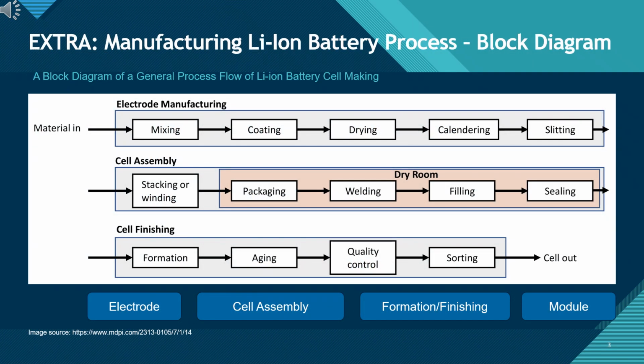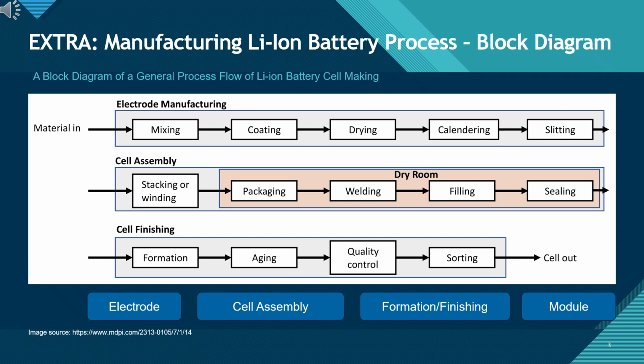This block diagram provides a simplified overview of the lithium-ion battery cell manufacturing process, extracted from an MDPI study on benchmarking energy usage. As we can see, the process is divided into three major stages. First, electrode manufacturing, which includes mixing, coating, drying, calendaring, and slitting. Next, cell assembly, where stacking or winding is followed by packaging, welding, electrolyte filling, and sealing, typically performed in a dry room environment.